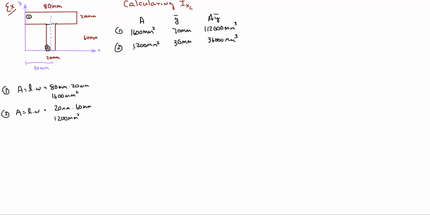There are two summations that we have to take. The summation of the area: 1200 plus 1600 is 2800. I like the easy ones. And then the summation of area times y bar: 112,000 plus 36,000 is 148,000 cubic millimeters. And we know to find capital Y bar, that's the summation of A y bar divided by the summation of A.